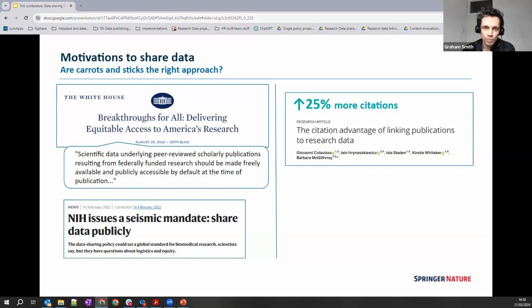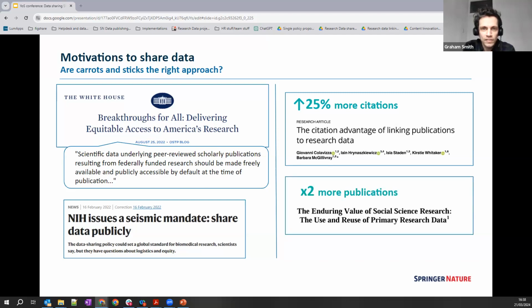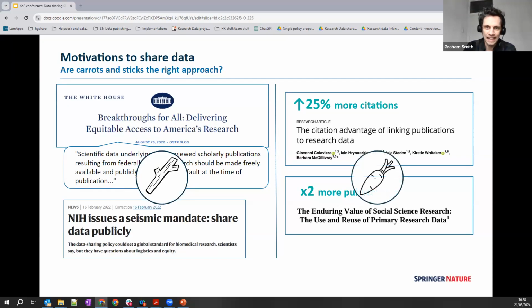And on the other side to this, there is some evidence around the benefits of sharing data. For example, improvements in citation rates for publications and more publications actually coming out of studies themselves. So again, if we look at this from a behavioral perspective, we can look at these things as almost like the carrots and the sticks, but they all sit along this idea of motivation. So how can we put more motivations onto authors? And is this necessarily a useful way to look at things?